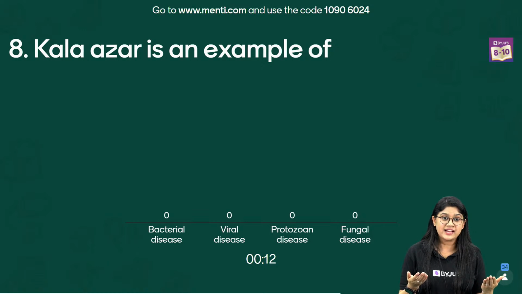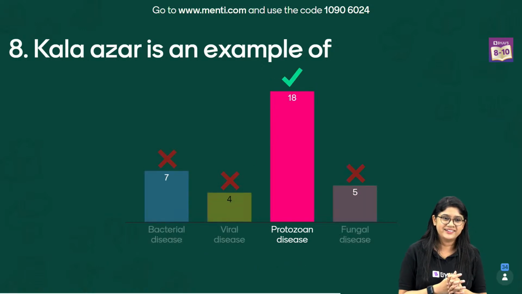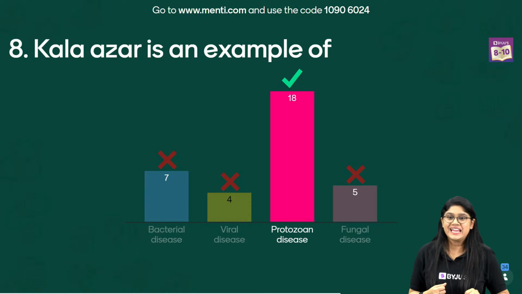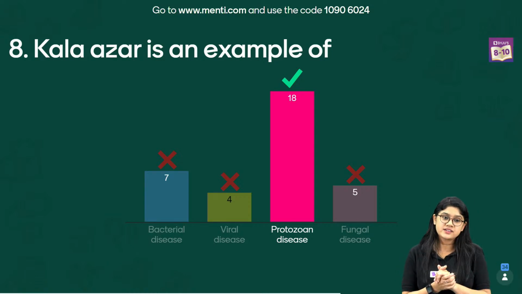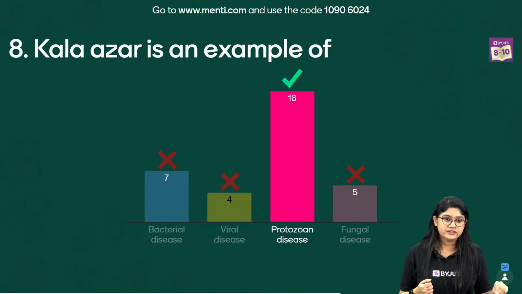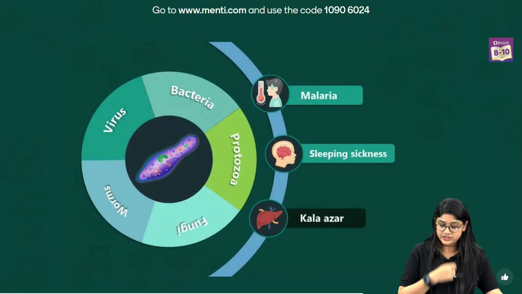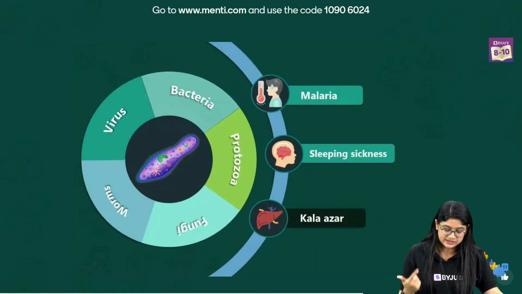Very interesting, and I can see the answers over here. Eighteen of you have voted for the correct answer, that is a protozoan disease, right? Kala azar is caused by a type of protozoa. Very good. And here we have the solution of it. Over here we have the diseases that are caused by protozoans: malaria, sleeping sickness, and kala azar.